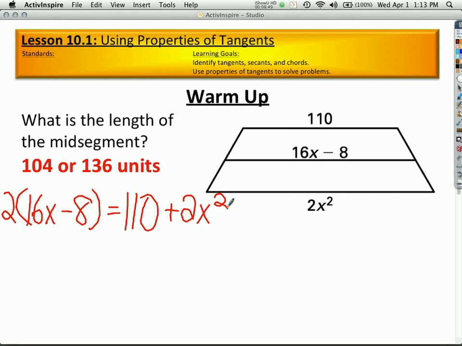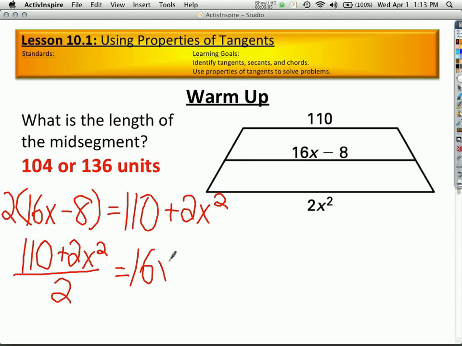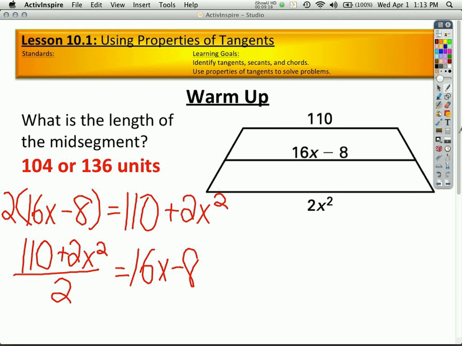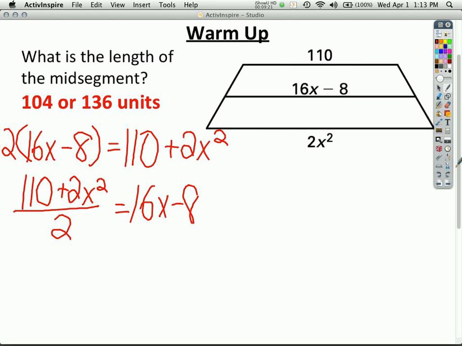Very good. Anyone set up something different? Maria? 110 plus 2x squared divided by 2 is equal to 16x minus 8. It's the same thing. But either way you get the same results. These are equivalent equations. So now, let's go ahead and simplify.